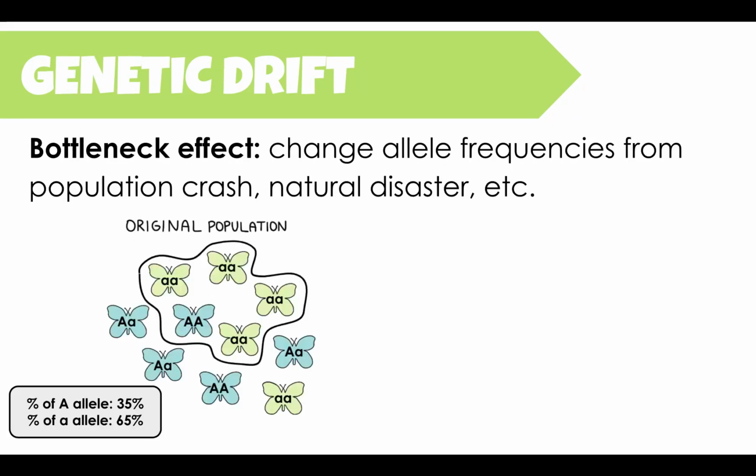So with the bottleneck effect, you're going to get a change in those allele frequencies from some sort of population crash. Your population gets really small, really fast. And it could be a natural disaster that causes this. It could be any other random event that would drastically shrink the size of your population. So here I have my original population. So we see butterflies that are both blue and green. We see that the percentage of the dominant allele is 35%. The percentage of the recessive allele is 65%.